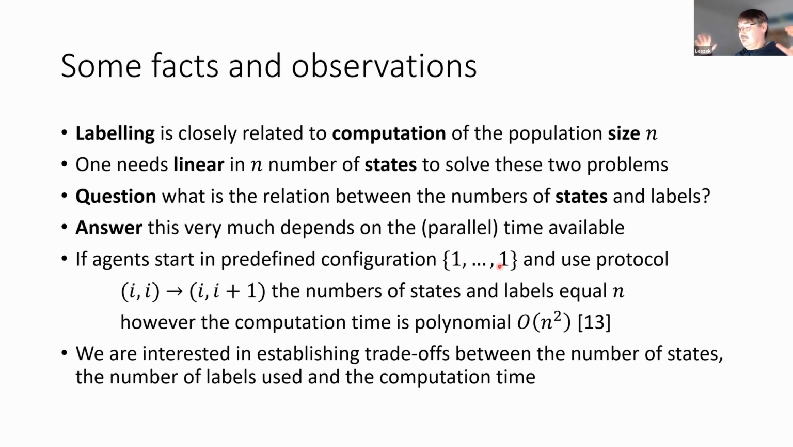You start with all agents enumerated with ones, and the only rule is that if two agents meet with the same number, something needs to be done, so one of them is promoted to the next level or gets the next label. After n squared parallel time, all labels are spread across the whole population from 1 to n. Obviously, that n is the size of the network, but as a by-product, we have the labeling of every single node. That's what we are trying to achieve: to see the trade-offs between the number of states, number of labels, and the computation time.